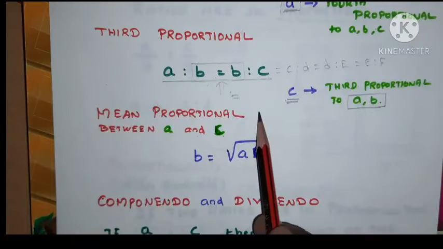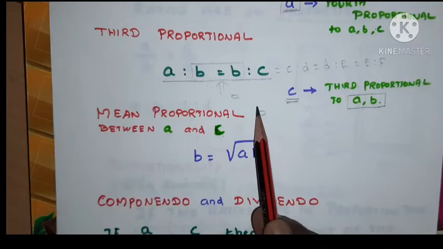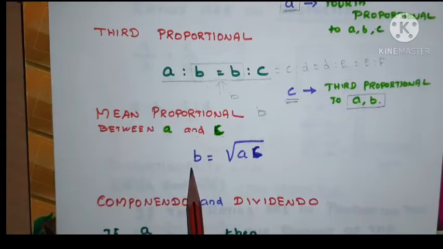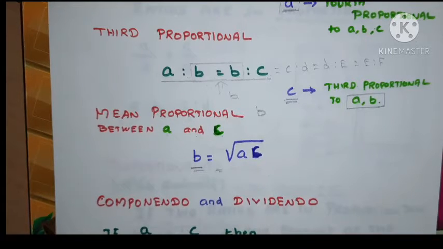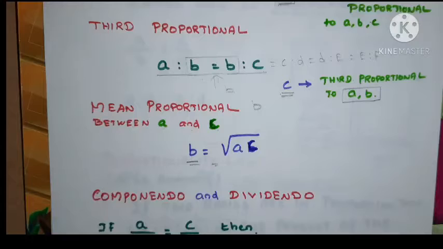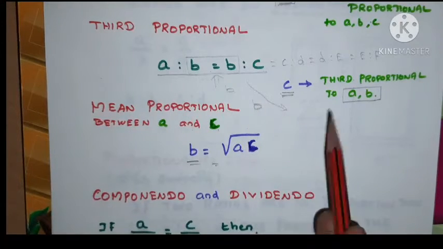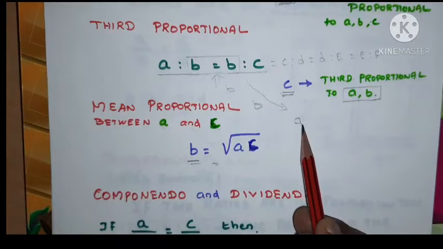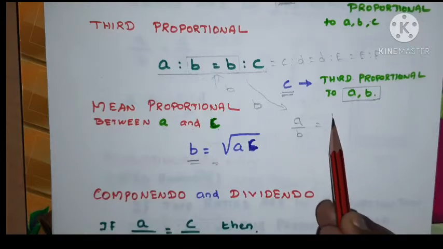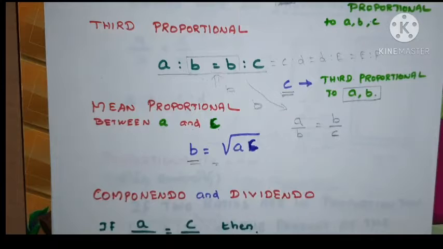So the mean proportional B between A and C can be expressed as B is equal to root of A into C. How has it been arrived at? We have taken this proportion: A is to B is equal to B is to C. This can be expressed as A by B is equal to B by C.